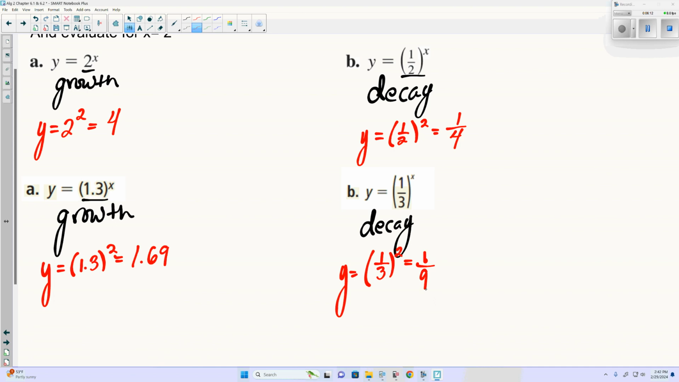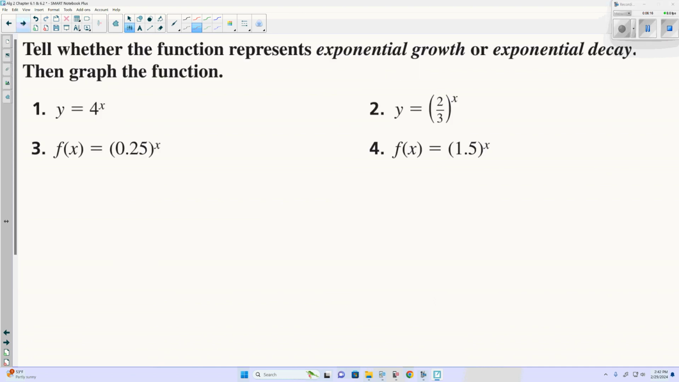Questions on this here? Are you ready for the next part? Oh, might as well go on and do these. We're going to determine if it's growth or decay. So if we look at number 1, 4 to the x, it would indeed be growth because our base is 4 and it's greater than 1.